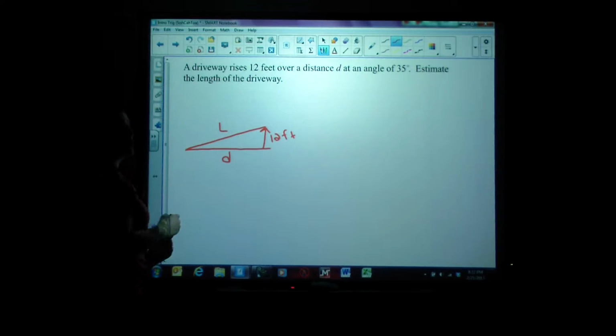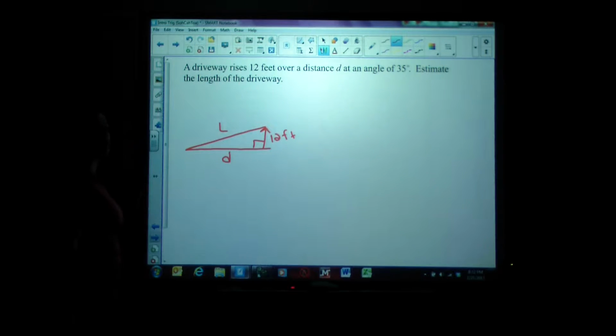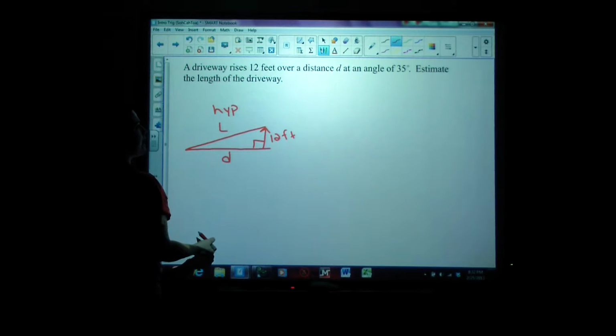Here's our length of the driveway. Think about it. Your driveway is at D. This is what you're driving on. The driveway is the diagonal. It's actually the hypotenuse of the triangle. So we're being asked to solve for the hypotenuse this time. D was just some extra information. What we really need to focus on is the hypotenuse and our given angle.